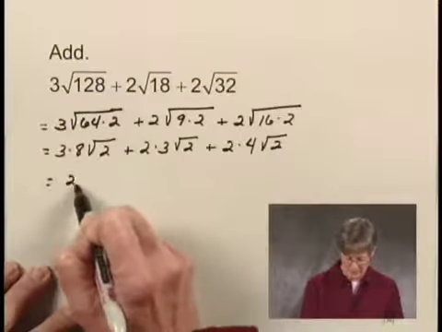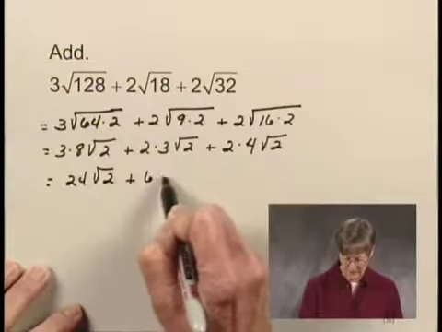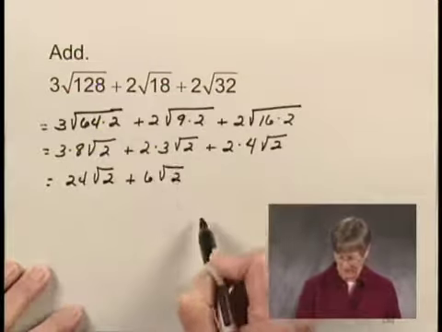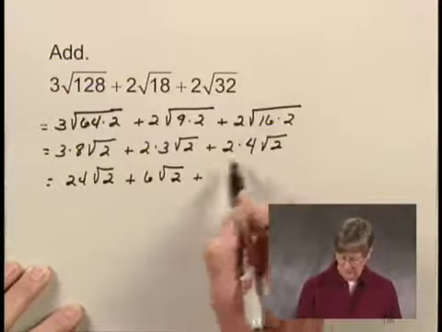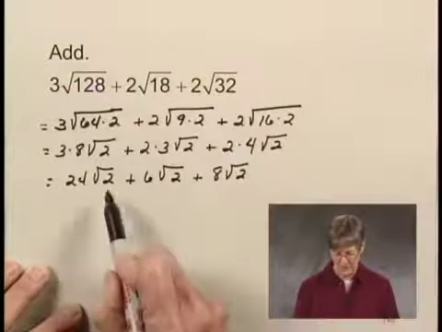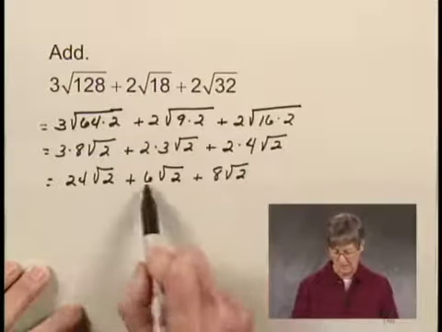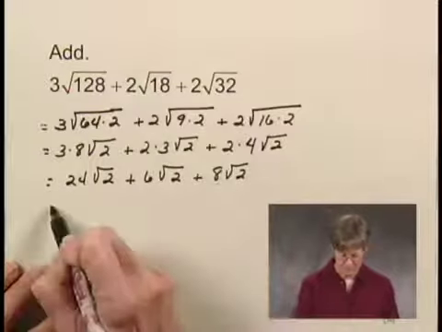3 times 8 is 24, so I have 24 times the square root of 2. 2 times 3 is 6, so we have 6 times the square root of 2 here. And plus 2 times 4, or 8, times the square root of 2. And now that I have the same radicand in each of these radicals, I can combine the numbers in front of the radical symbols to finish the addition.